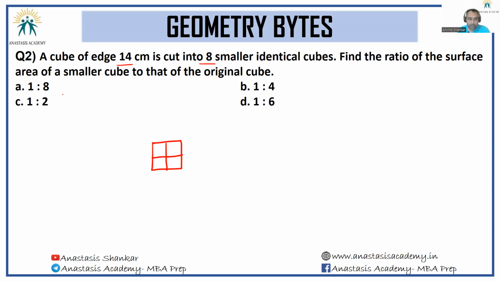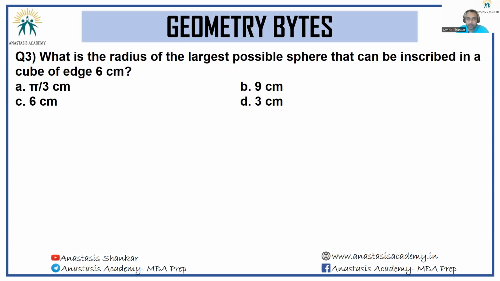Find the ratio of the surface area of the smaller cube to that of the original cube. If the ratio of the dimension of the large one to the dimension of the small one is 2:1, the area ratio will simply be 4:1. But they've asked me smaller cube to that of the original cube. So the answer will be option B, 1:4.